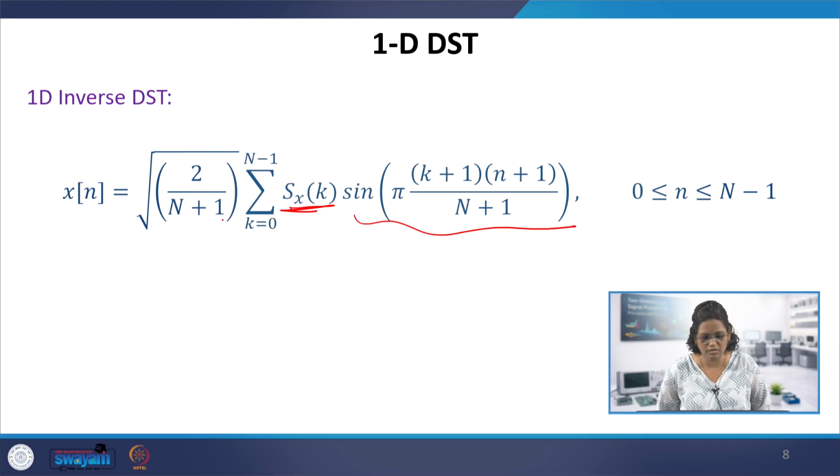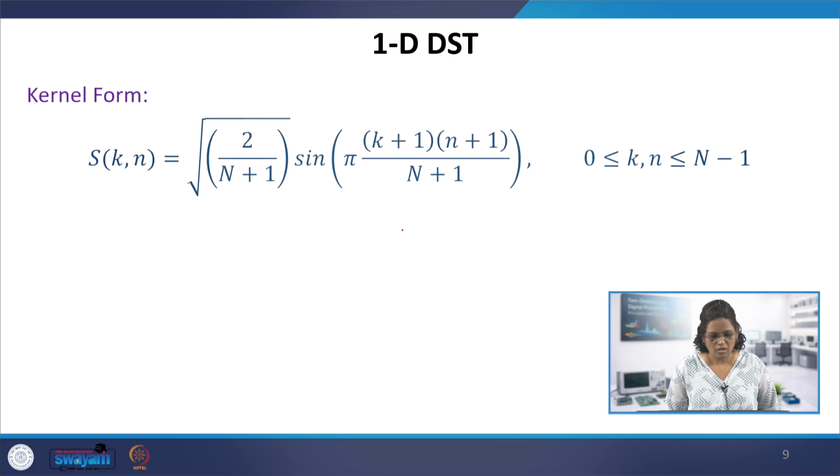As we have seen in the DFT, we used the scaling factor in the inverse transform, and similarly in the DCT also. In the DST it is used equally, to get x of n from X of k. So this is the inverse DST. Now, what is the kernel of the DST? That is the basis function. So this is the basis function, with the factor 2 by (N plus 1).